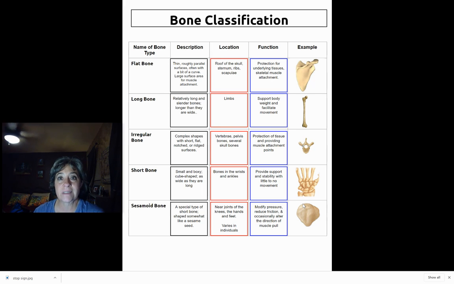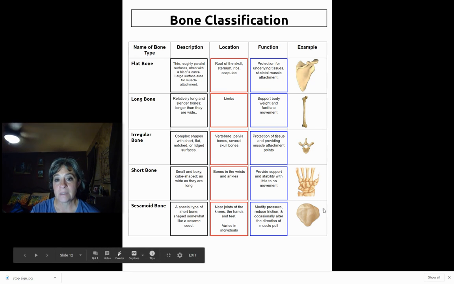So those are your different types of bones. You have 4 basic categories: flat, long, irregular, and short. And the sesamoid bone is just a type of short bone, a special type of it. This picture is actually your patella. That's the main one there.